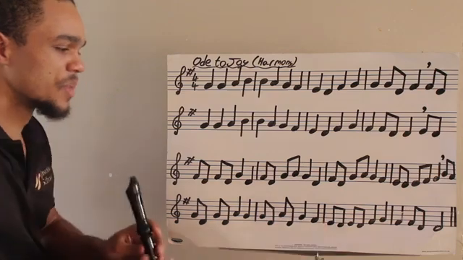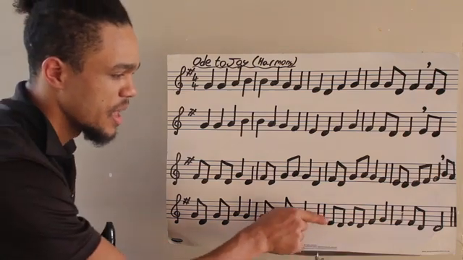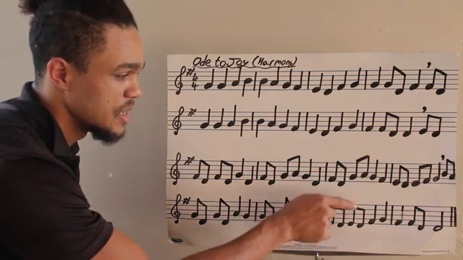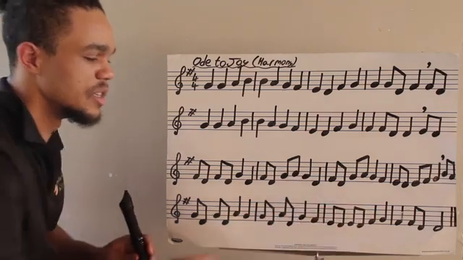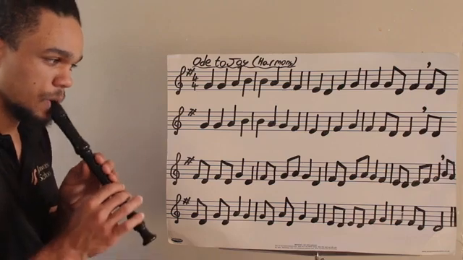Let's take it to bar 15. So we're going down. A, we're going E, D, then F sharp, G. So let's try that. E, D, 2 E, D. 3, go.